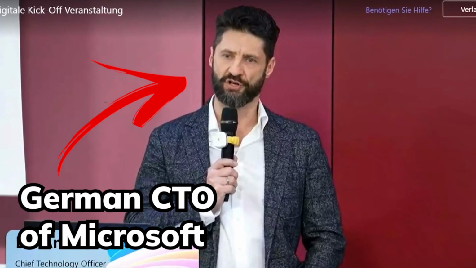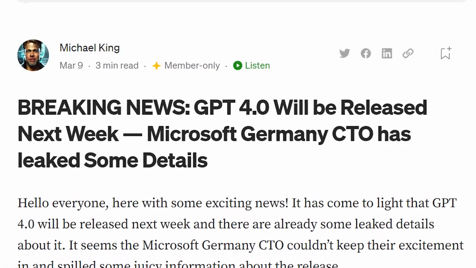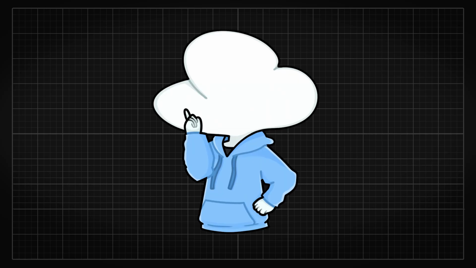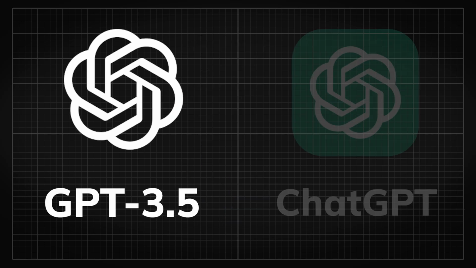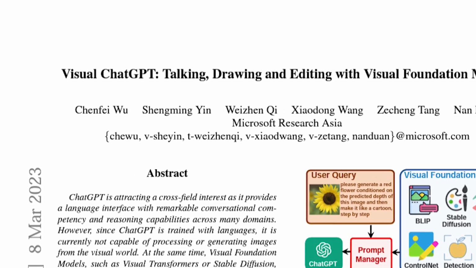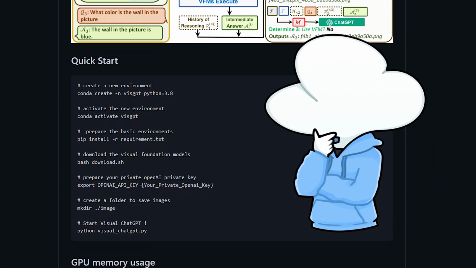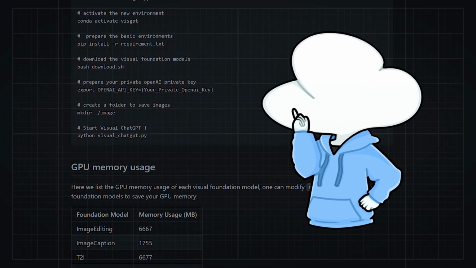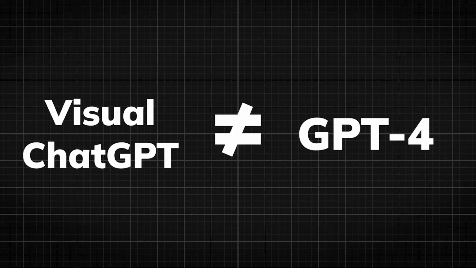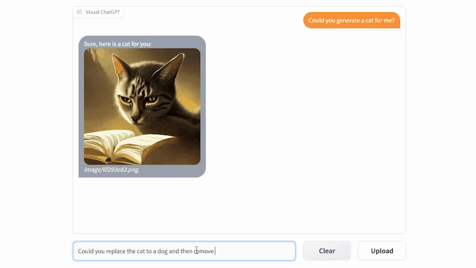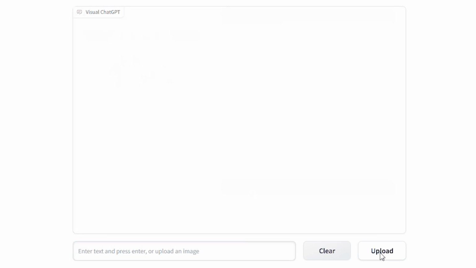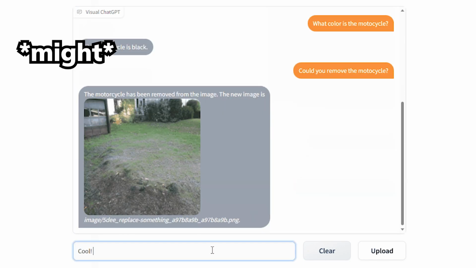As the German CTO of Microsoft confirmed the existence of GPT-4, rumors began to circulate that it would be a multimodal language model, unlike its predecessors, GPT-3.5 and ChatGPT, which are purely text-based. Then Microsoft announced Visual ChatGPT, which may provide a preview of what large multimodal language models like GPT-4 could look like. While there may be no direct connection between the two, Visual ChatGPT has opened up interesting possibilities for ChatGPT-based image editing and understanding, providing insight into what GPT-4 might look like.